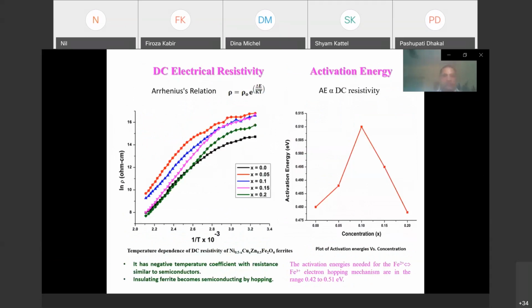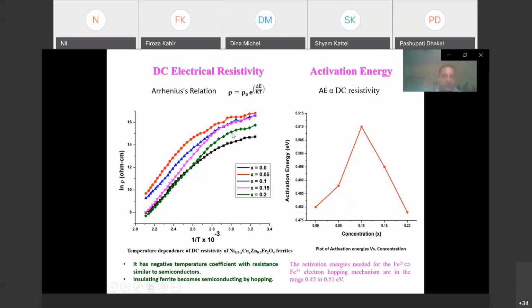About the DC electrical resistivity, from this figure it clearly shows that the sample has a negative temperature coefficient of resistance. If it has this type of property, then obviously this is showing semiconducting property. So this is due to the hopping mechanism that I already told you. So due to hopping, what happens? The insulating ferrite is becoming semiconducting. This is quite interesting for us.